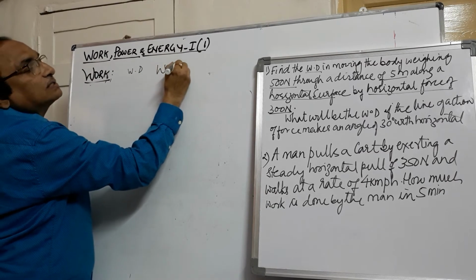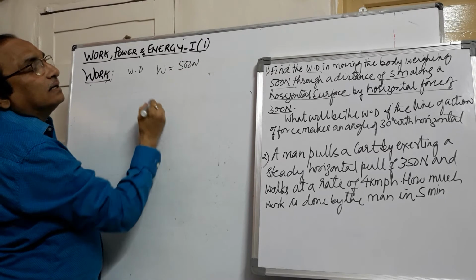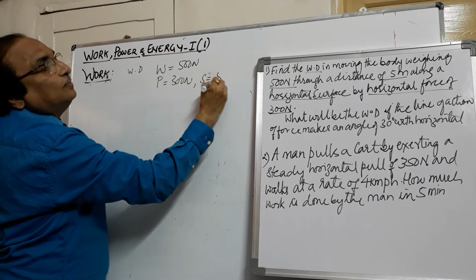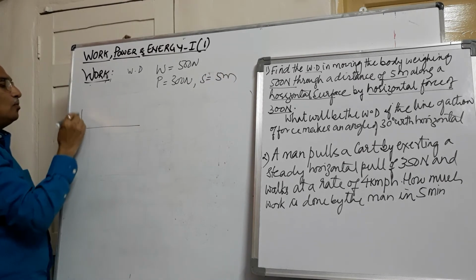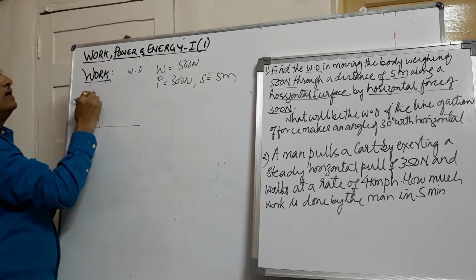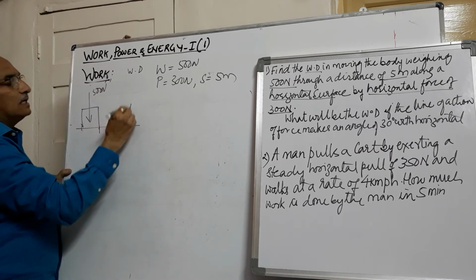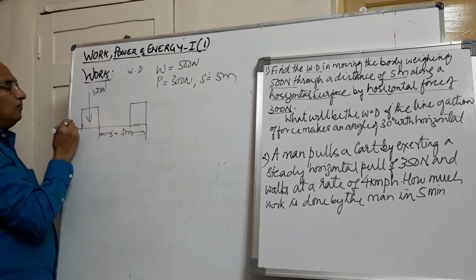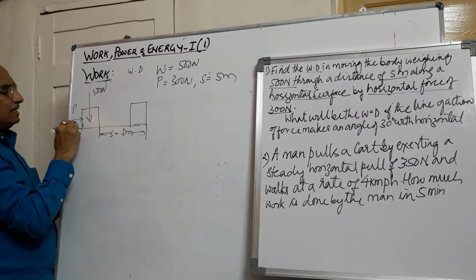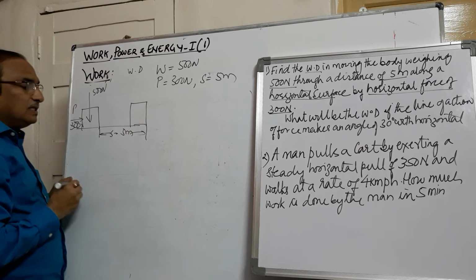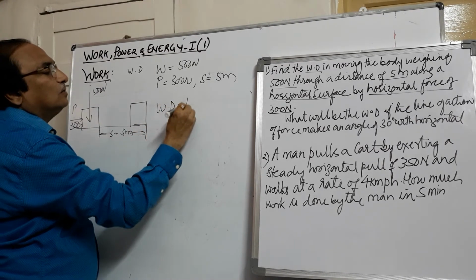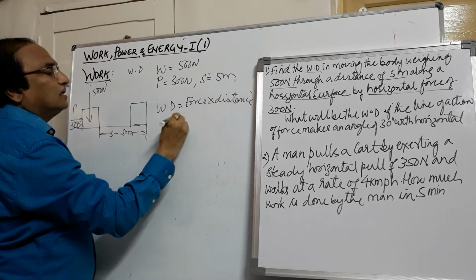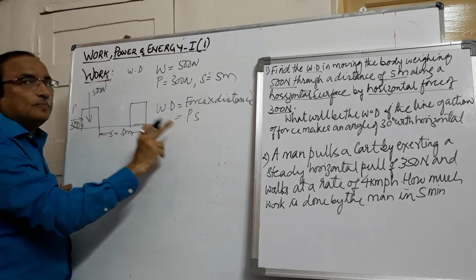Weight of the body is 500 Newton, the force that is applied is 300 Newton, and the displacement here is 5 meters. Suppose I draw the surface and the body, it has a weight of 500 Newton. It is getting displaced by a distance of 5 meters and a force of 300 Newton is acting here. So in this case, we know work done is equal to force into distance or displacement, that is P into S. But both should be in the same direction.